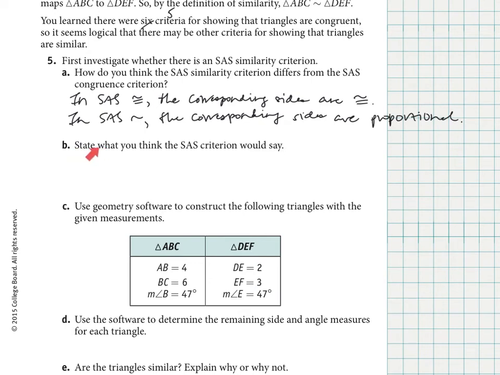So now let's look at part B. It says state what you think the SAS criterion would say.